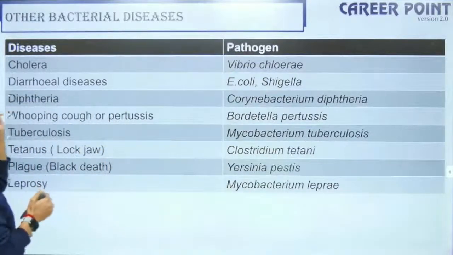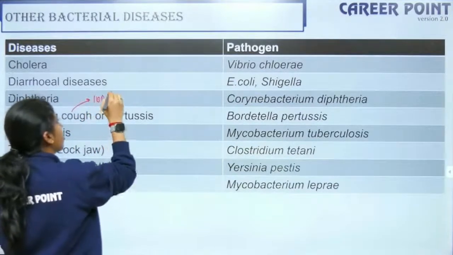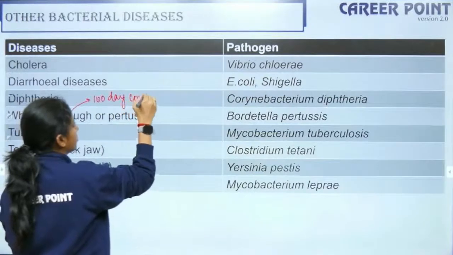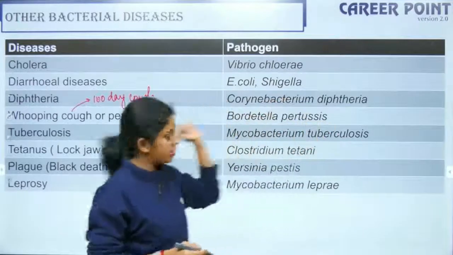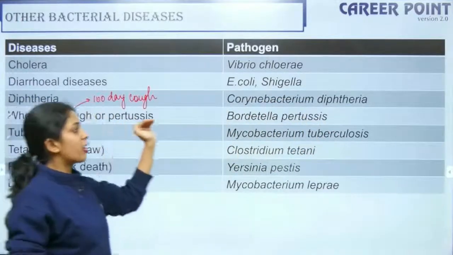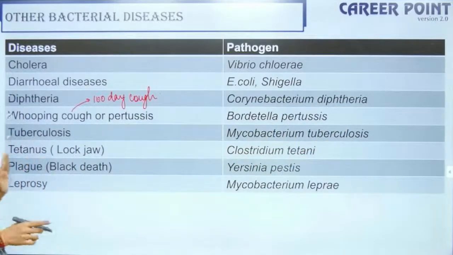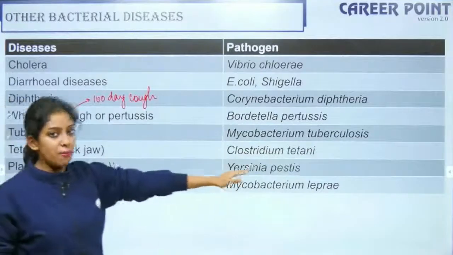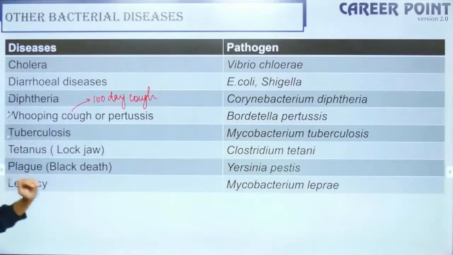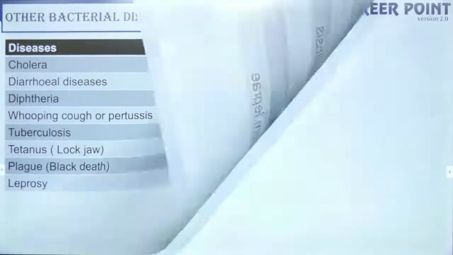Right. So whooping cough or pertussis, which can sometimes be known as the 100-day cough, is caused by Bordetella pertussis. Then you have tuberculosis, Mycobacterium tuberculosis. Then you have tetanus. Please pay attention, tetanus and tetany are two different things. Tetanus is Clostridium tetani. Then you have plague, Yersinia pestis. Then you have leprosy, Mycobacterium leprae. This is just for your extra understanding. Okay, so here we go forward.